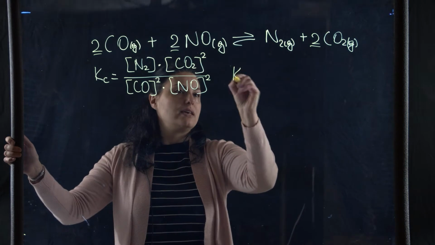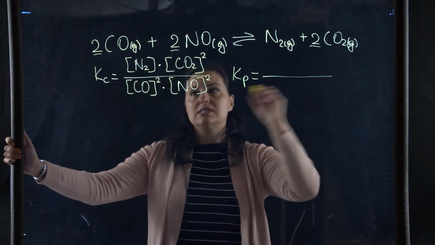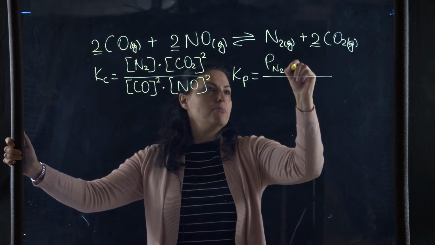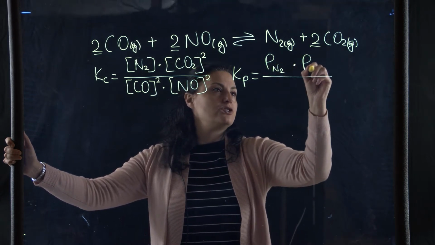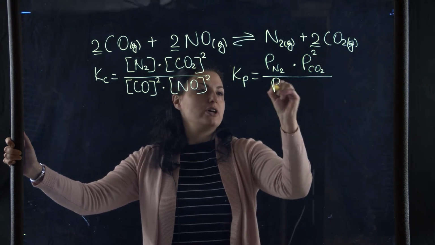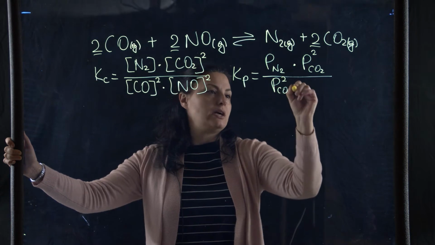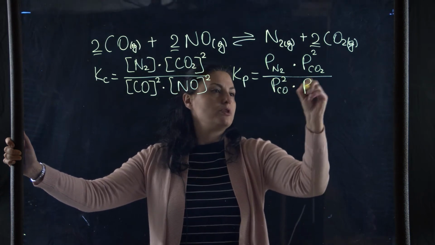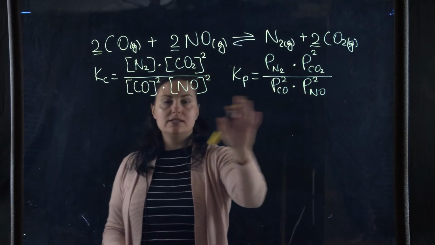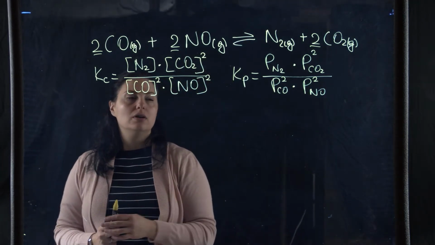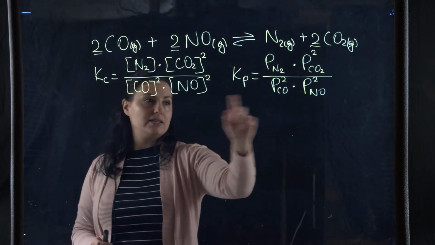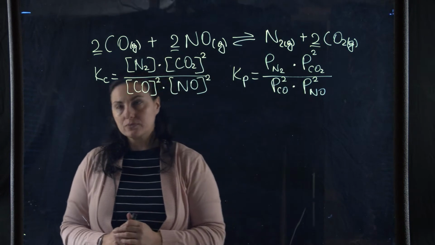If I were to write the Kp expression, I would do the same thing, but with the pressure. So the partial pressure of N2 multiplied by the partial pressure of CO2 raised to the second power over the partial pressure of CO raised to the second power times the partial pressure of NO raised to the second power. You see that these expressions are very similar. They're written similarly, but instead of moles per liter in square brackets, here we have partial pressures.